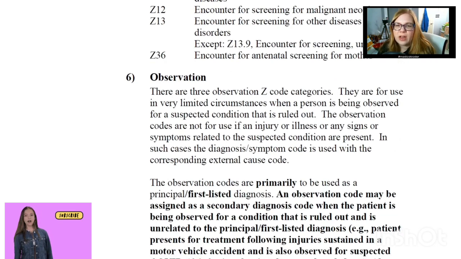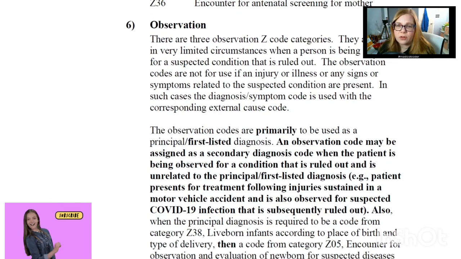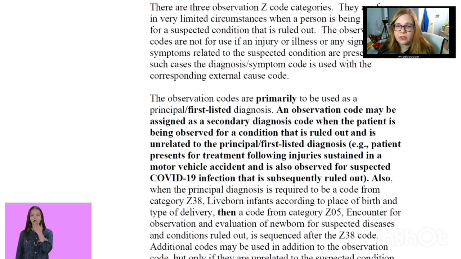Observation. There are 3 observation Z category codes, and they are used in very limited circumstances when a person is being observed for a suspected condition that is ruled out. The observation codes are not used if an injury or illness or any signs or symptoms related to the suspected condition are definitively present. In such cases, the diagnosis or symptom code is used with the corresponding external cause code. The observation codes are primarily to be used as a principal or first listed diagnosis.